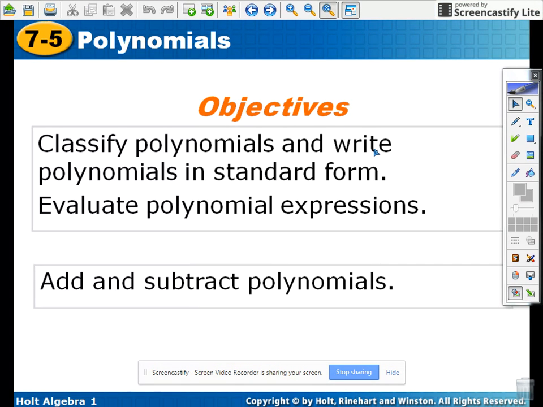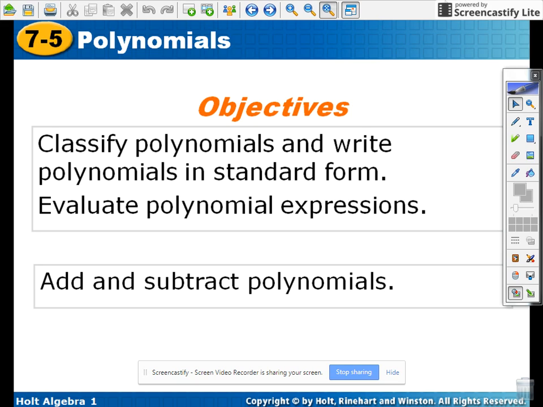Today we were supposed to do more classifying of polynomials and writing them in standard form, but we're going to skip this part and go right to adding and subtracting polynomials. And then tomorrow when I get back, I will go over the other part with you. It is on the packet that you received.